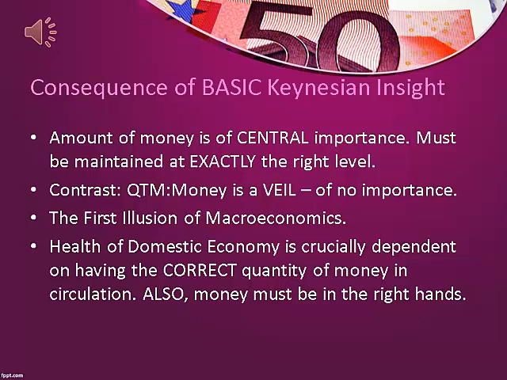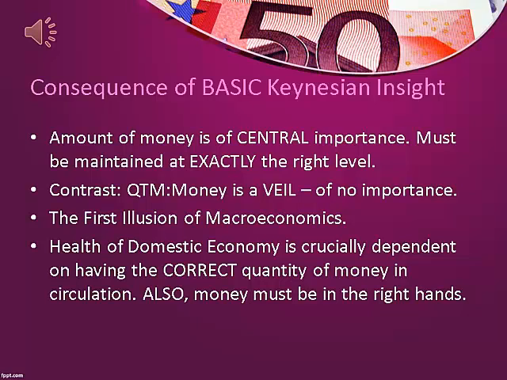So what is the consequence of this simple Keynesian idea? That you have to have exactly the right amount of money. Too much is bad because it leads to inflation. Too little is bad because it leads to recession. Now, in contrast to this, economists are taught that money is neutral. Money is a veil. The quantity theory of money, which is famous and taught all over and believed widely, including at the State Bank, which you know better, says that money does not matter in the economy. So it's exactly the opposite of the truth. Money is all important, but according to what economists are taught, money does not matter.